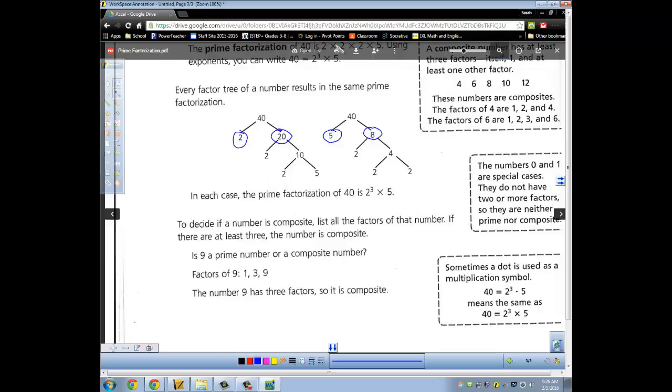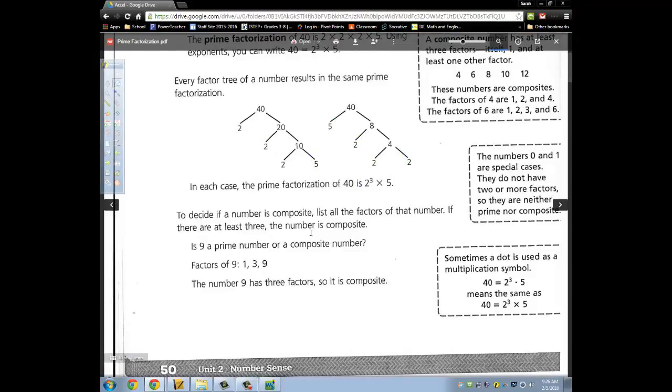So whenever we make a factor tree, what I like to do is circle all my prime numbers as I go. So here, 2's prime, 2's prime, 2's prime, 5 is prime. So I circled 2 three times, which is where they got 2 cubed, 5 once, so they only have one 5. Same thing here, 5, 2, 2, and 2, so 2 three times, 5 once. So I just like to circle it just to keep my work organized and I can immediately see what the prime numbers are.